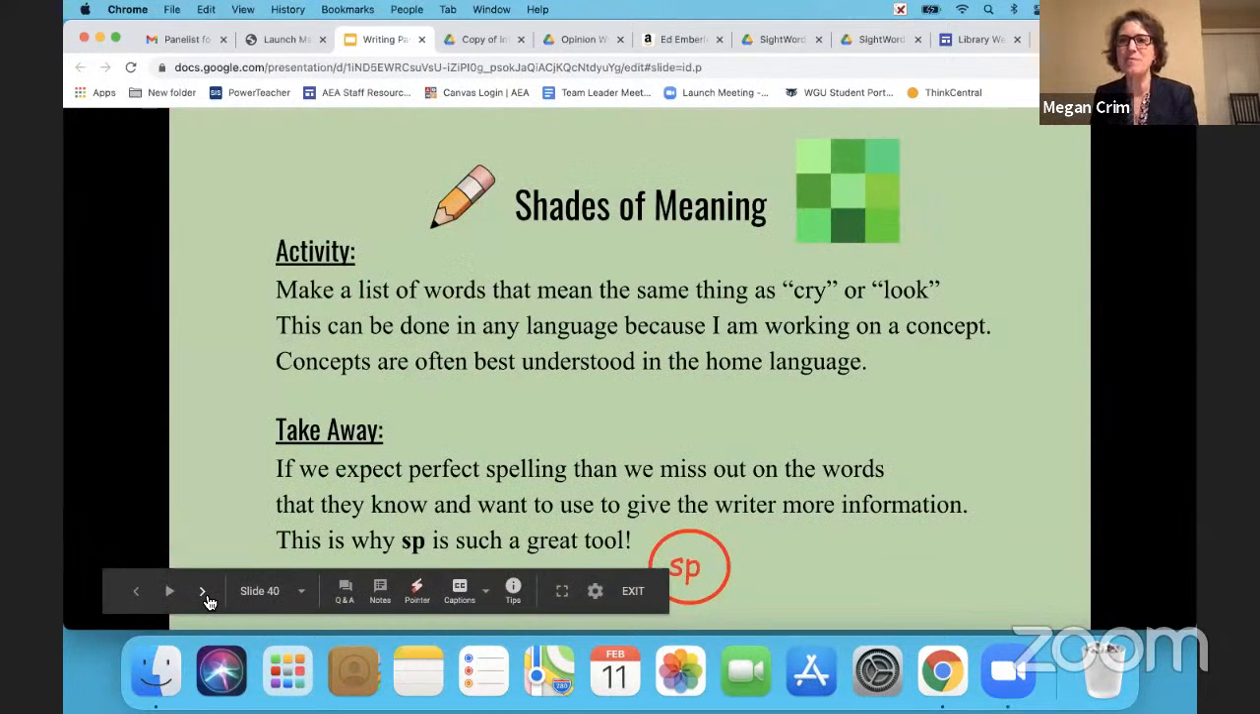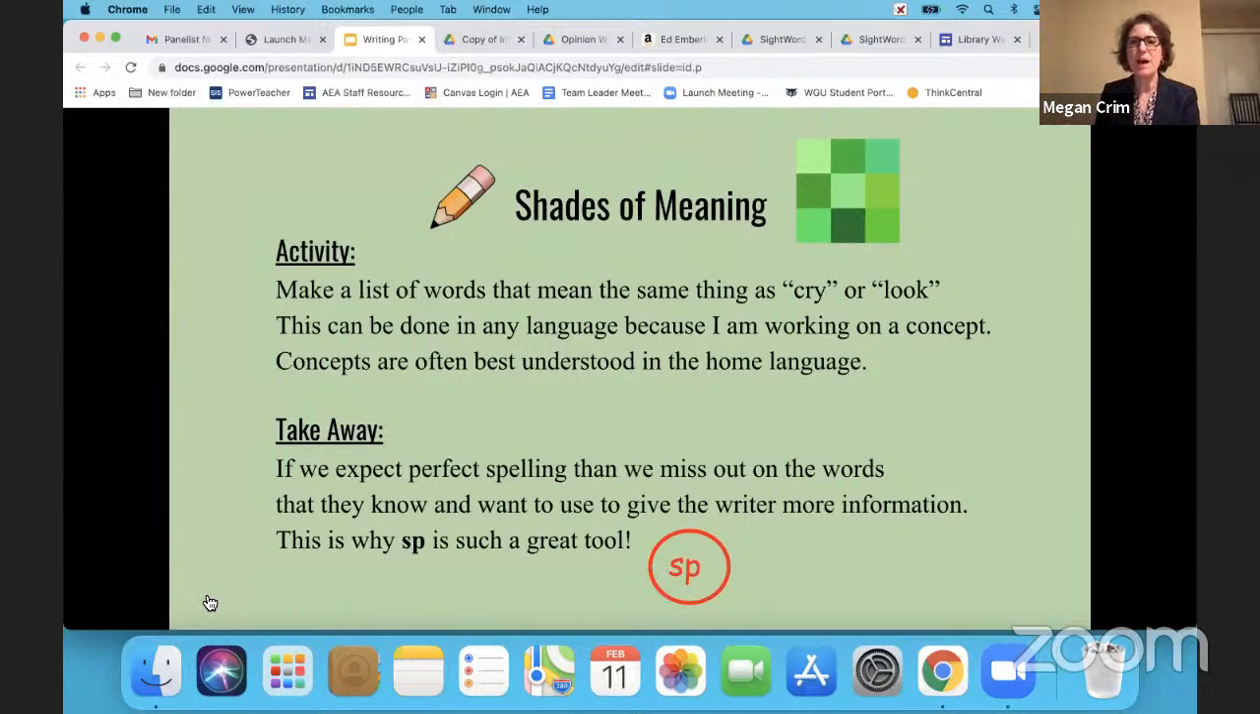And then lastly, I'm kind of running out of time here, but again, word choice. I was going to have you write a list of words that mean the same thing as cry or look. And again, because this is a concept of shades of meaning, if you are a Spanish speaker at home, you could do this in Spanish, because I'm working on the concept. I'm working on the idea that there are different words that mean slightly something different.